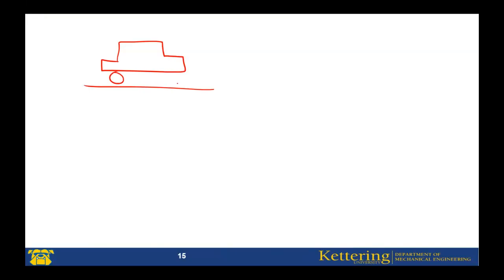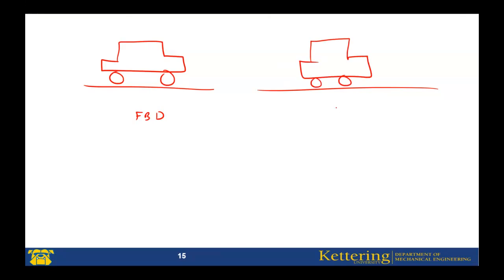One general example of how to use the equation of motion for a car. It's a car. On this one, I want to show the free body diagram. Also, a separate diagram, I want to show for the kinetic diagram.